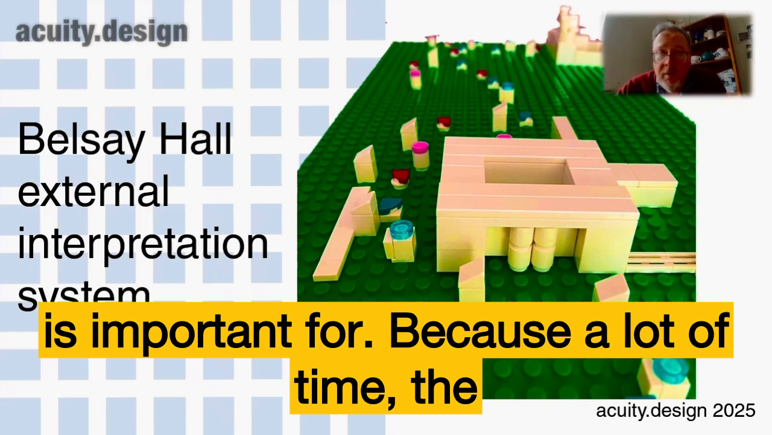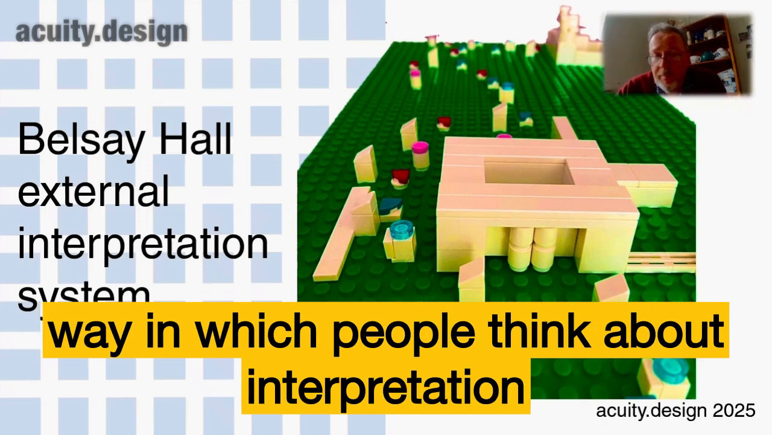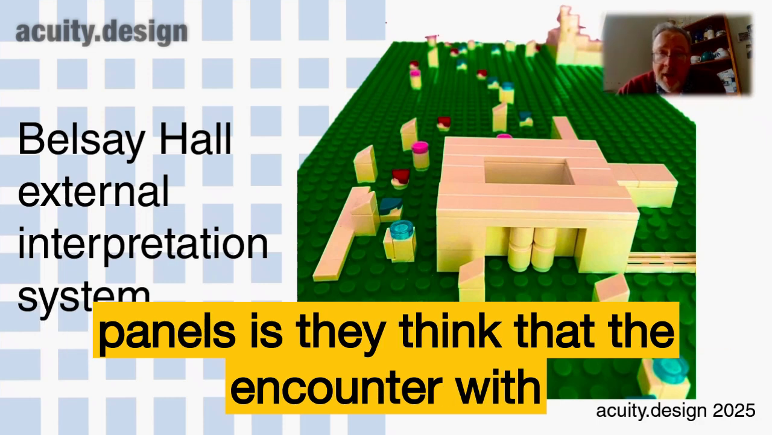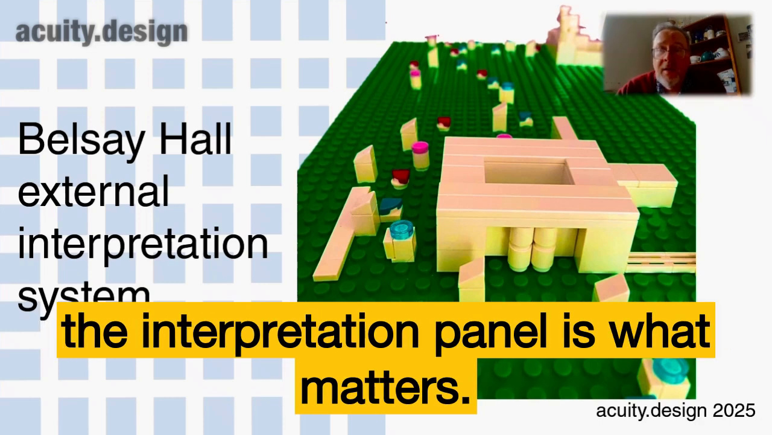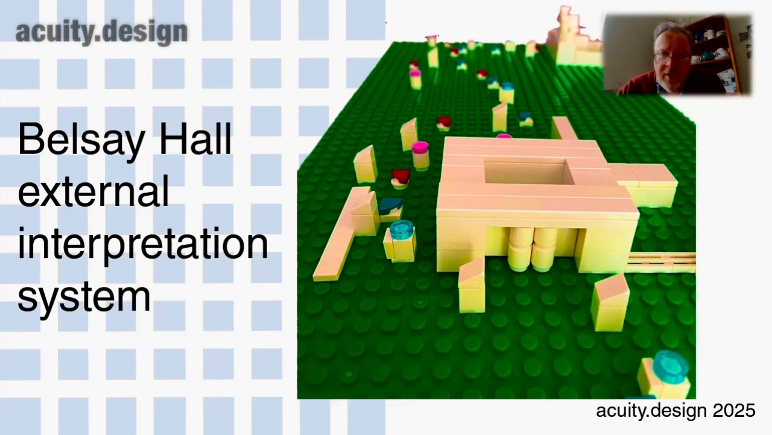Because a lot of the time, the way in which people think about interpretation panels is they think that the encounter with the interpretation panel is what matters.